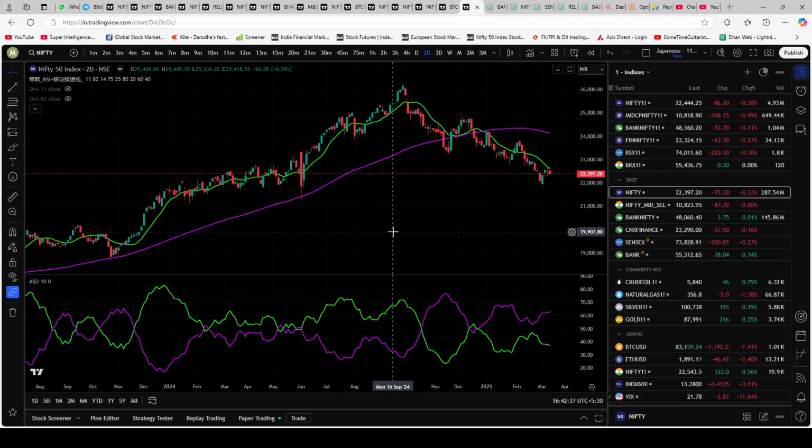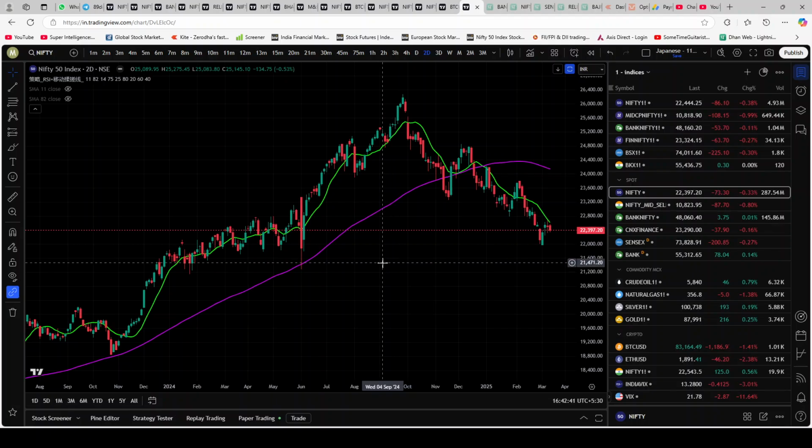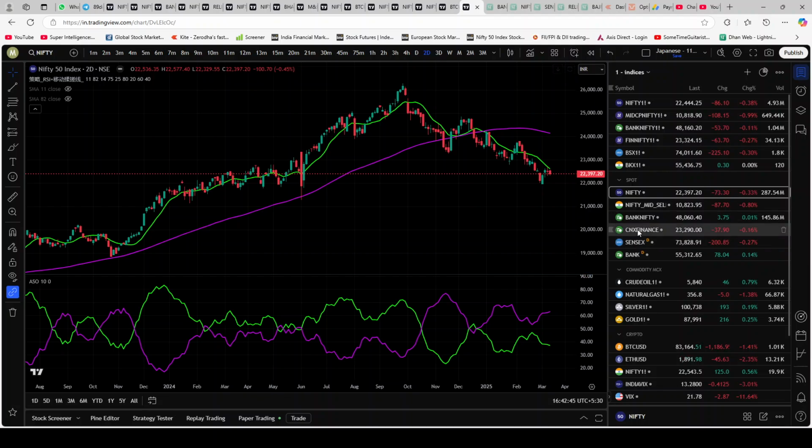Used together, it looks something like this. You don't have to use the ASO at the bottom. I use it for a double confirmation, but you don't have to use it. All right. So things look like this on the indices. It gets a little more interesting when we go to individual stocks.